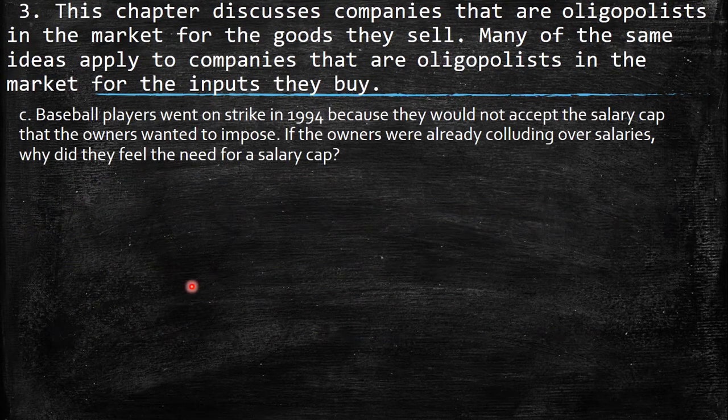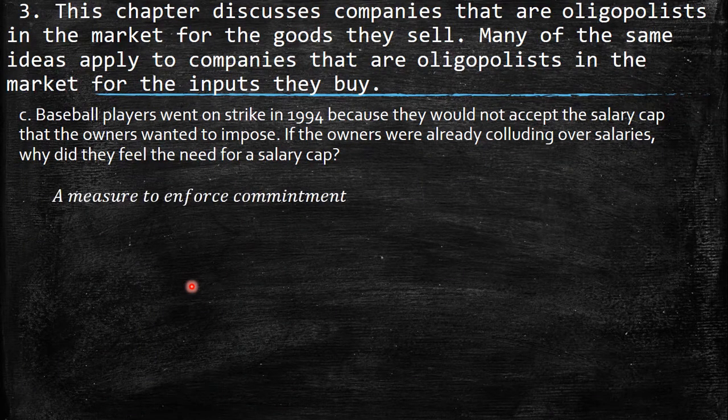Then, the C point says, baseball players went on strike in 1994 because they would not accept the salary cap that the owners wanted to impose. If the owners were already colluding over salaries, why did they feel the need for a salary cap?